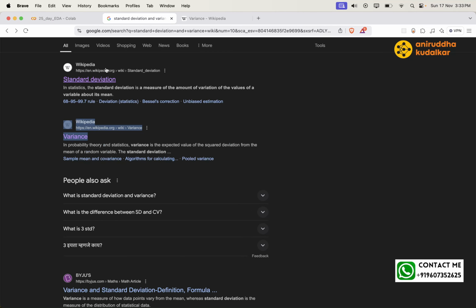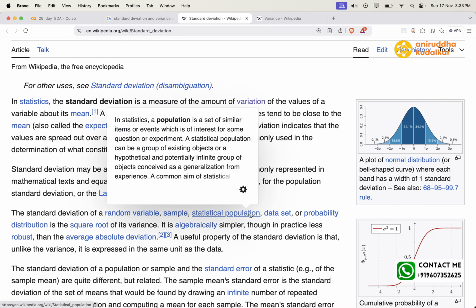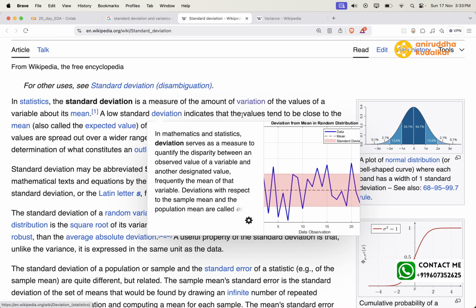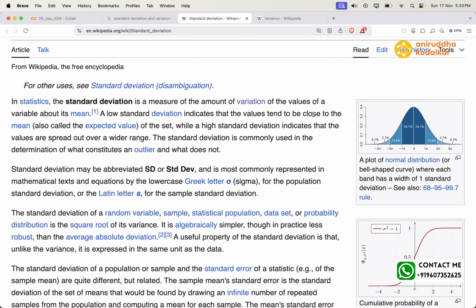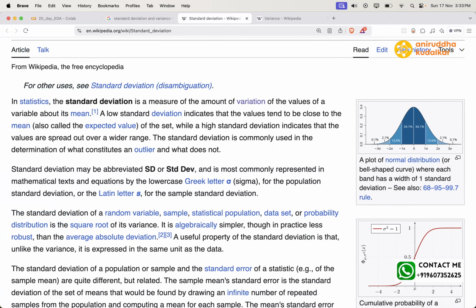Now, standard deviation means how far the values are from the mean. The higher the standard deviation, the more the values are spread out. The lower the standard deviation, the more the values tend to be close to the mean.